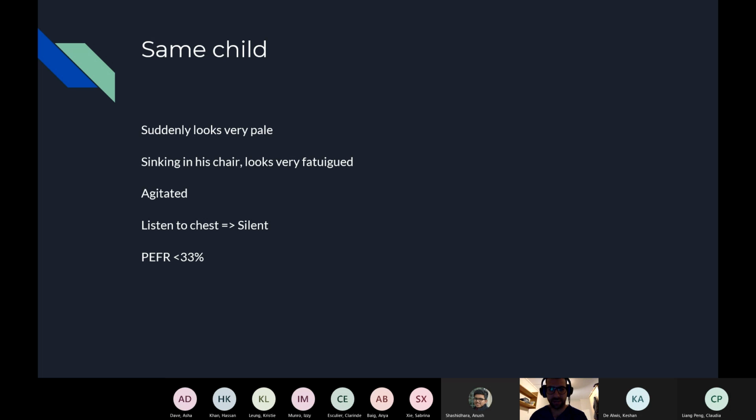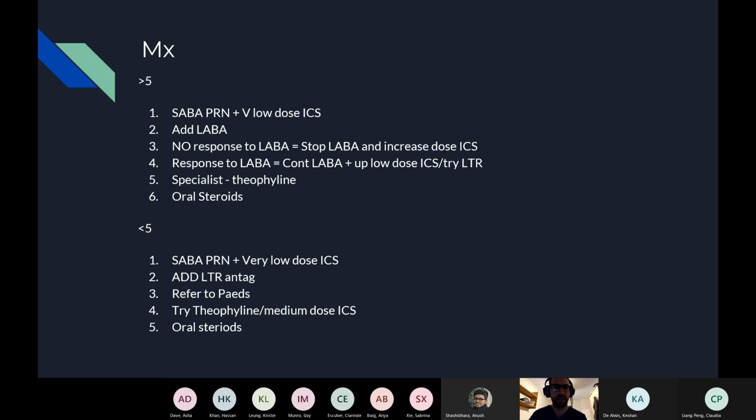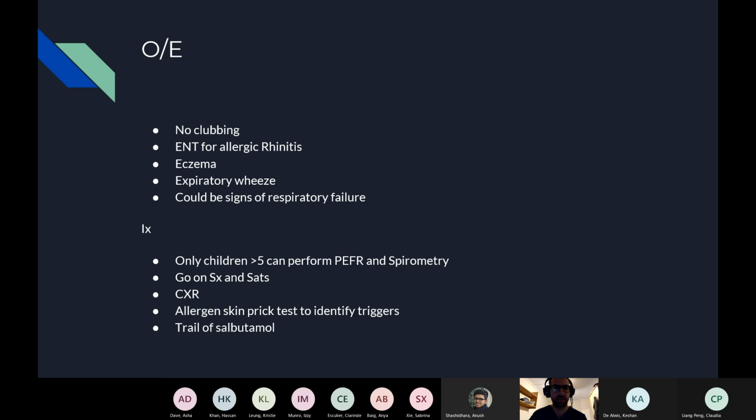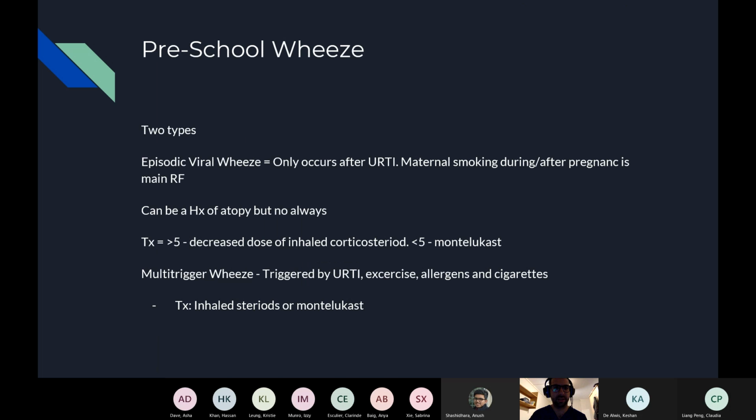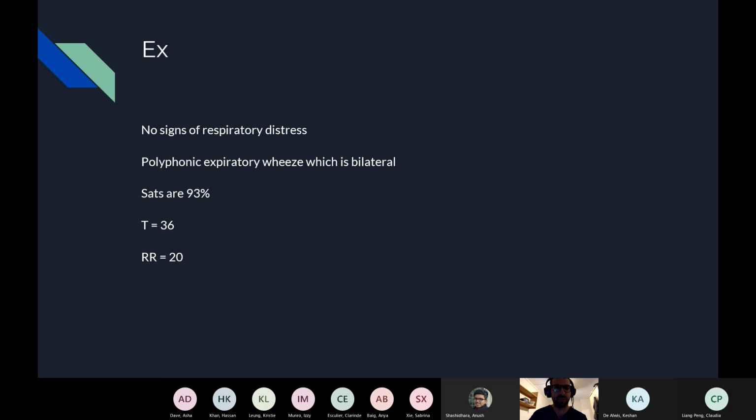Good. Okay, nice. So I'm just going to quickly go back to what we had before. So this is what we had before. No signs of respiratory distress. There was a wheeze. Sats were 93%, so less than 95, not terrible, but still worrying. The respiratory rate was fine, and the temperature was fine.